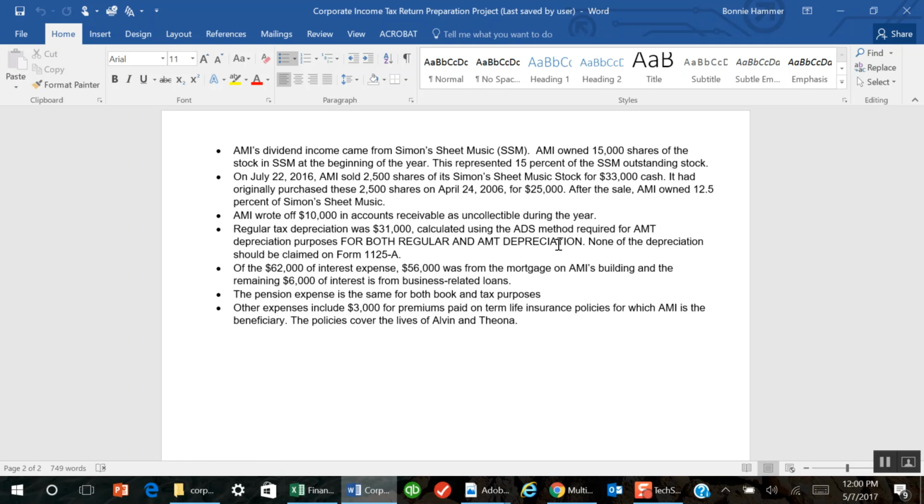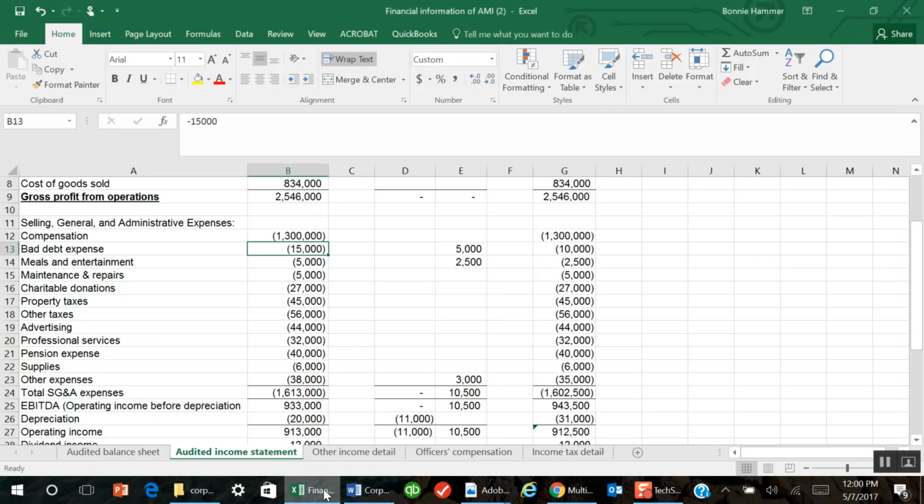So you need to know that for tax purposes, you get a $10,000 bad debt expense. That's what you should put on your return, and you should reverse whatever they have on the book income statement. The bad debt expense for book income purposes is $15,000. You should only be getting 10. So your book tax difference is $5,000.